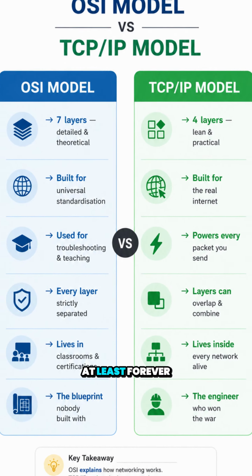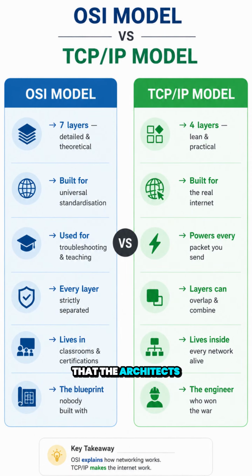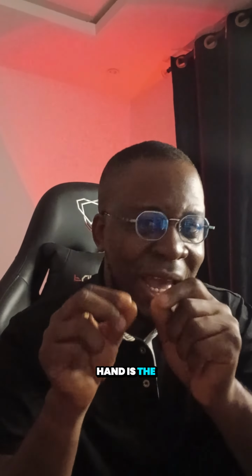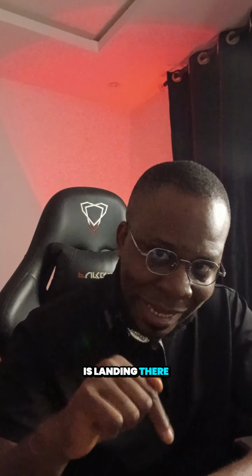So, what's the actual difference and why should you care? Here's the truth nobody says out loud. Make sure you save this, better still, screenshot this part of the video. Here's the one way I want you to remember this, forever. The OSI model is like the perfectly designed airport that the architects drew in 1984. Every terminal, every gate, every baggage belt planned out in perfect detail. Nobody ever built it, by the way. TCP/IP, on the other hand, is the actual airport that exists right now. It is not perfect. A few terminals crammed together in one or two places, some gates shared, but every flight in the world is landing there. Every single one of them.